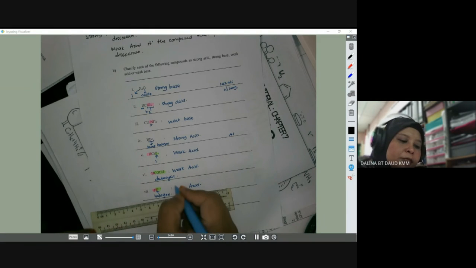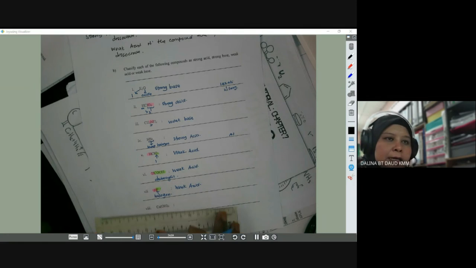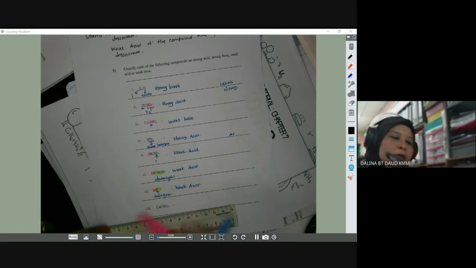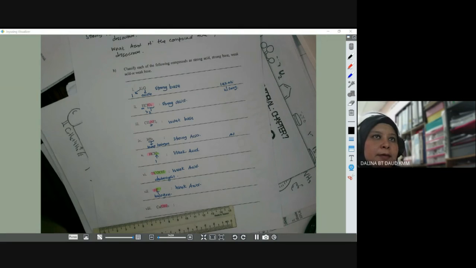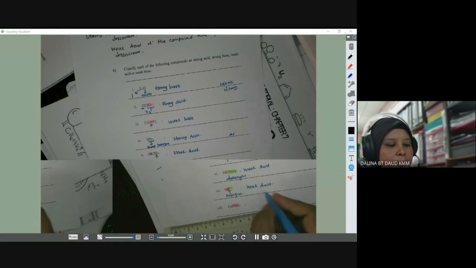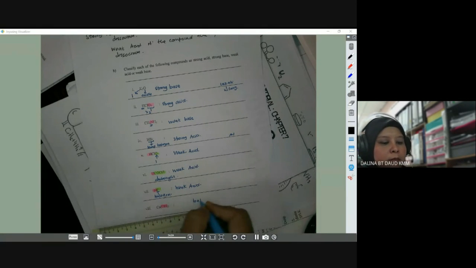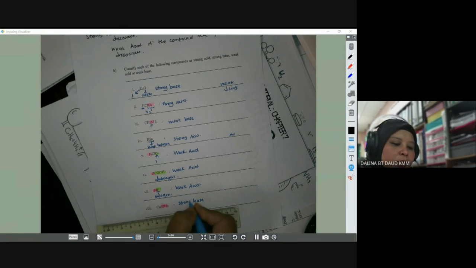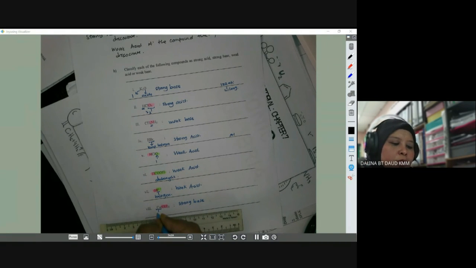This is exceptional. Okay, yang ini ada H. H kat mana? H dia kat belakang. Tapi dia lebih kepada OH. So, jelas lagi nyata. Auni Hayati? Base. Strong or weak? Strong base. Sebab ini group 2. Okay, dah siap.